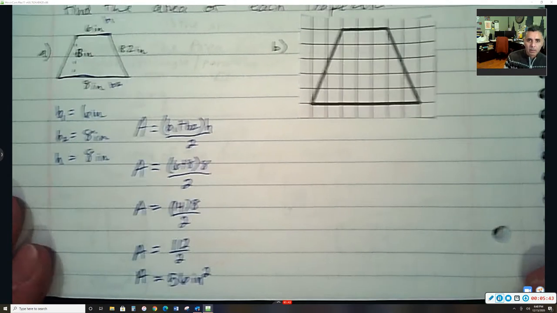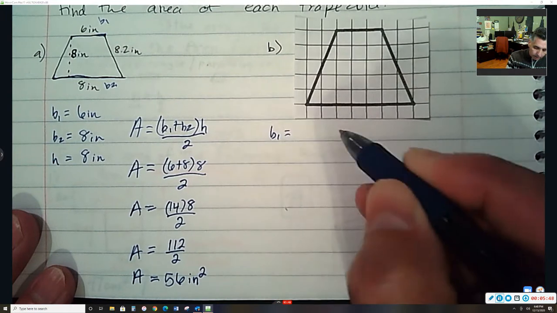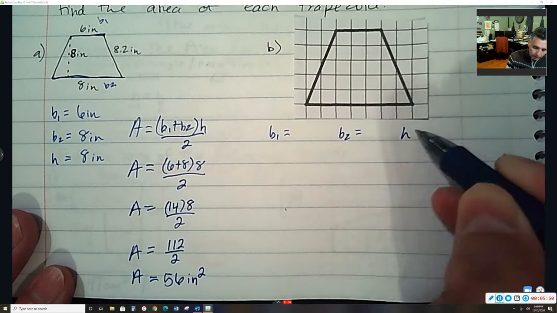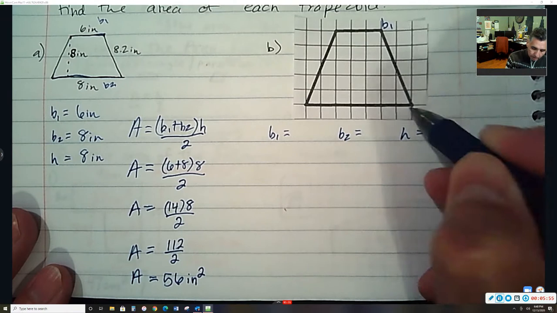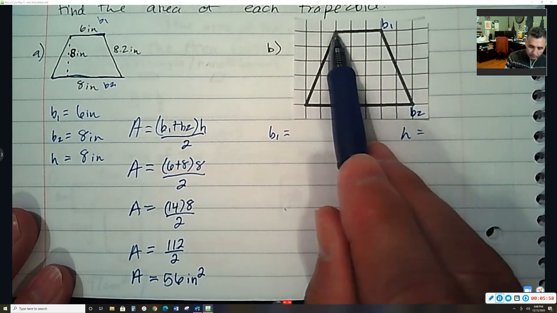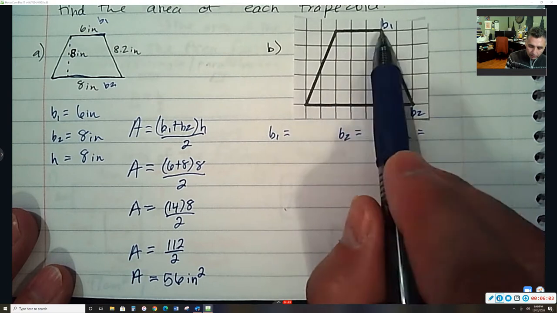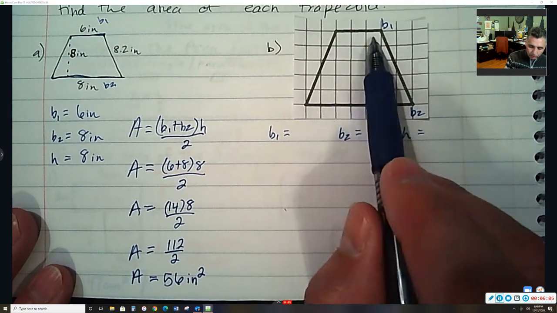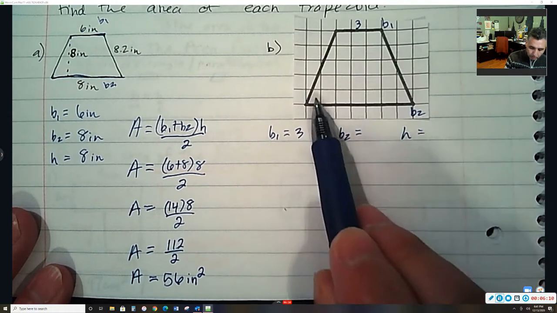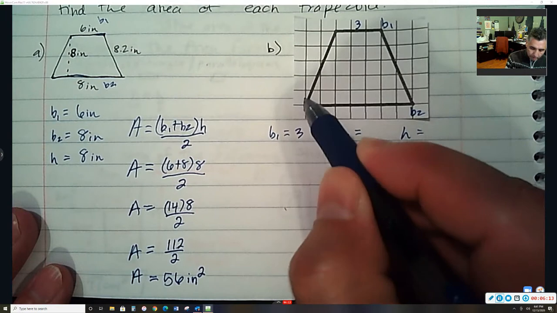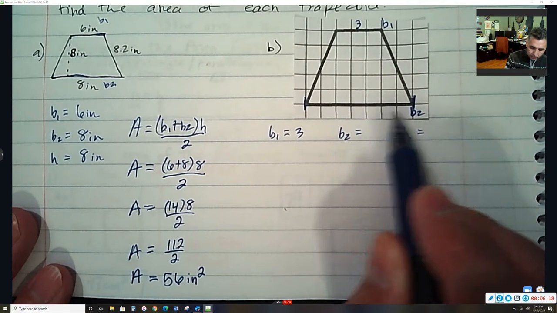Okay. So over here for B, same thing. Figure out base 1. Figure out base 2. Figure out the height. So base 1, again, I'm going to say is up here. And then base 2 is down here. So it's this distance. And then this distance. And figuring out the distance here is just counting up the squares. It goes 1, 2, 3. It goes 3 across. And this one goes, and again you got to count it from here all the way to here. It goes 1, 2, 3, 4, 5, 6, 7 across.